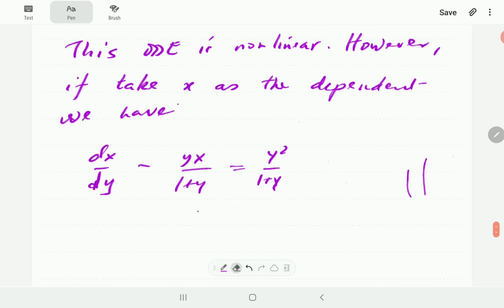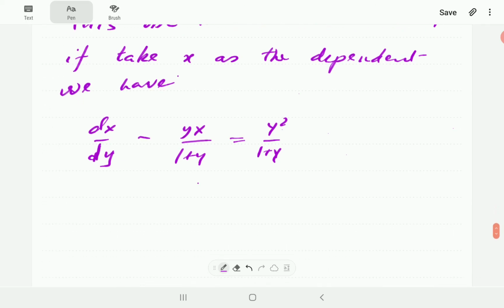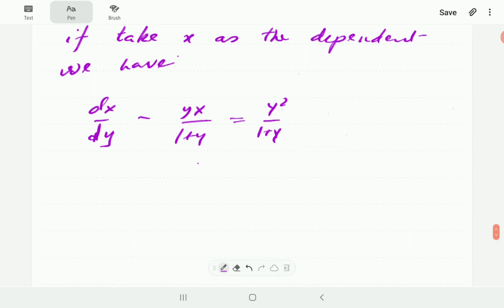Okay, this equation is linear in x because x is to the power 1 here, that's the derivative of x. That coefficient is a function of y exclusively. So we can integrate it using the same methods. So this is linear in x.